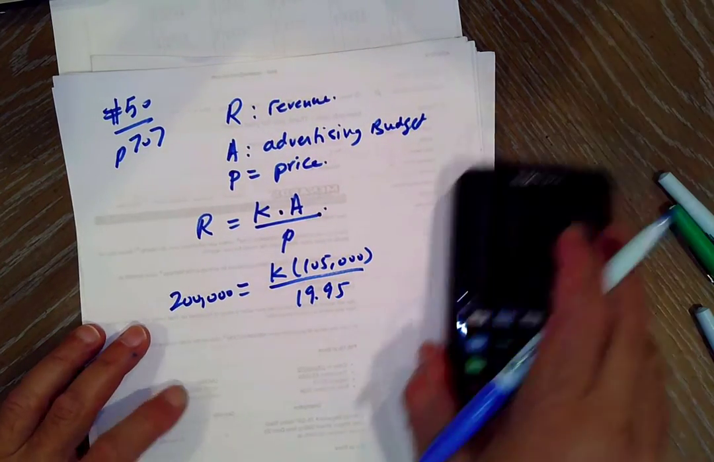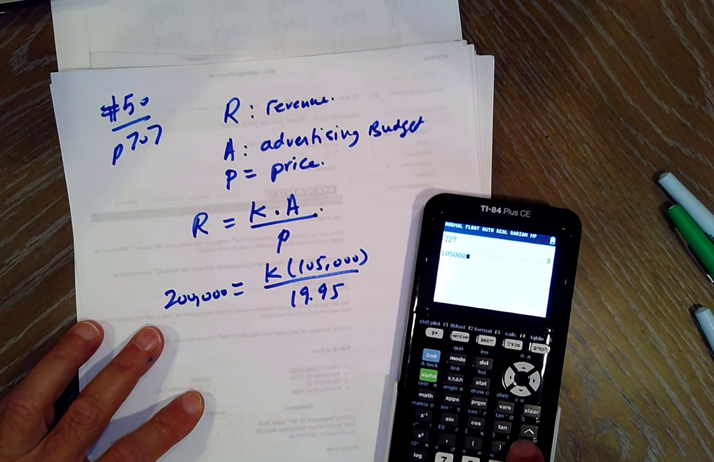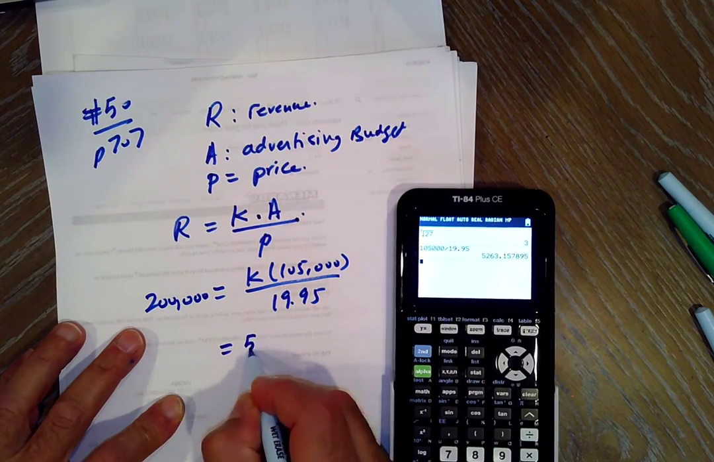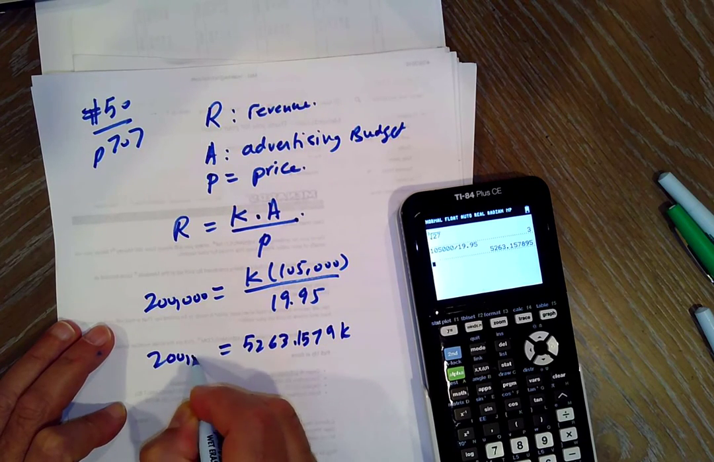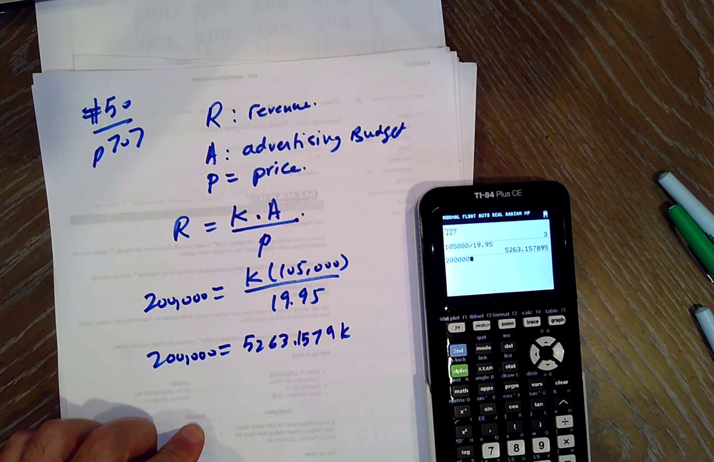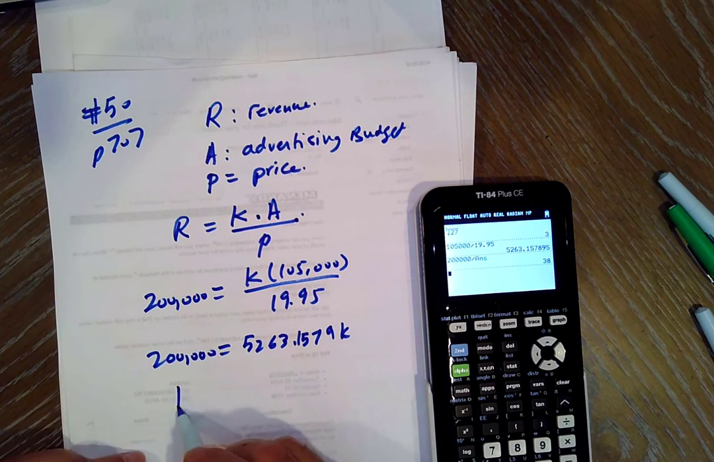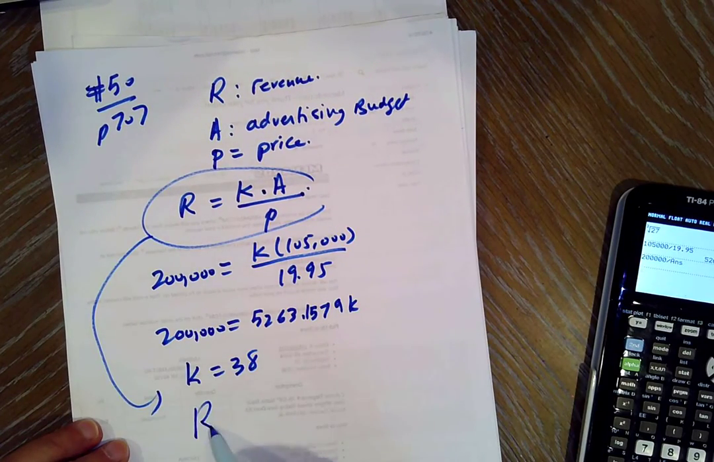So if you do 105,000 divided by 19.95, you get 5263.1579. Now you divide 200,000 by the answer that we just got, and we get 38. So K is 38. Okay, now we take that and put it in there, and then we'll answer the question. R equals 38A over P.